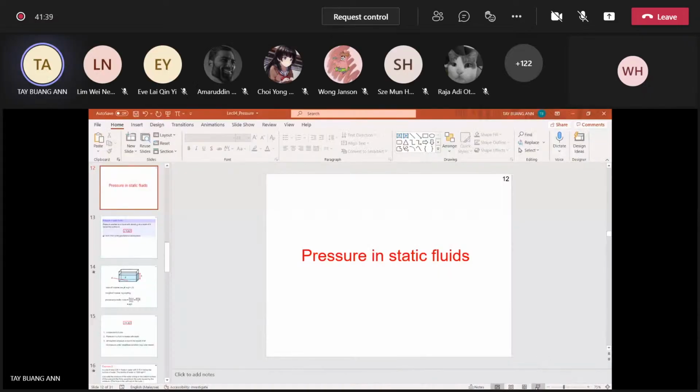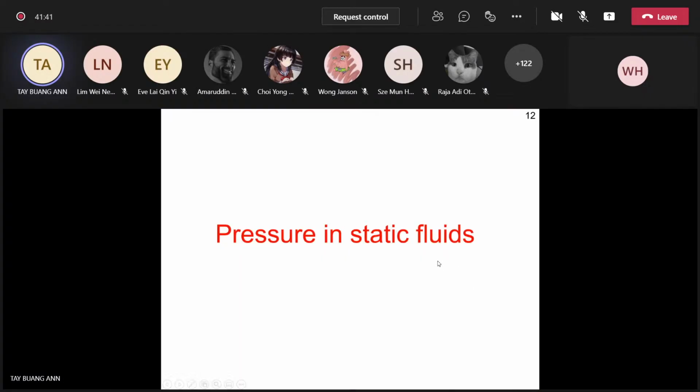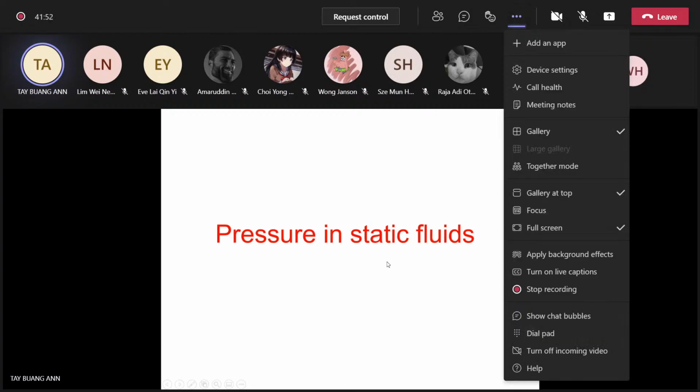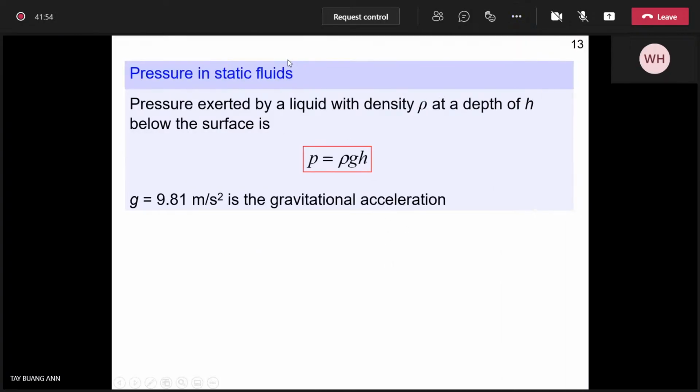Okay, so one more part, we are left with maybe 15 minutes. So let us do, now from pressure in solids, let us now do static fluids. Fluids include liquids and also gases, right? So let us look at this.